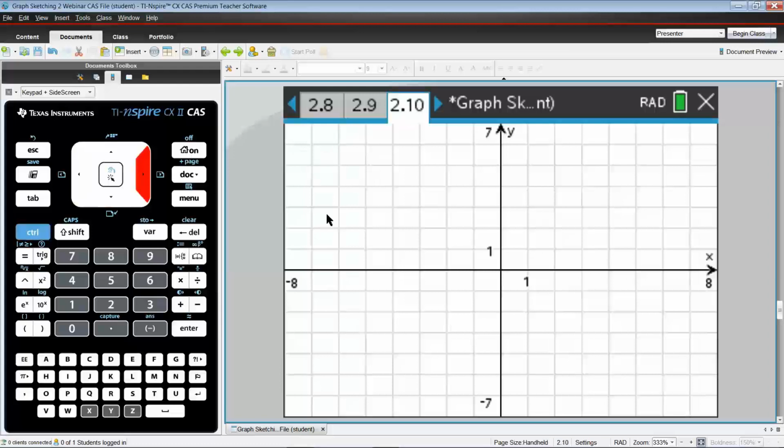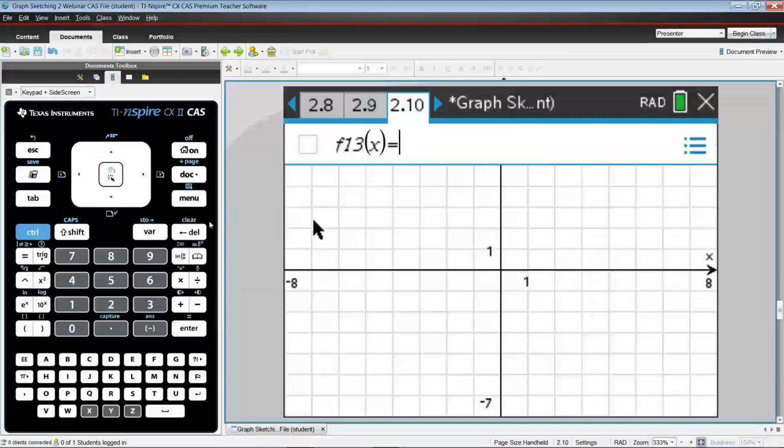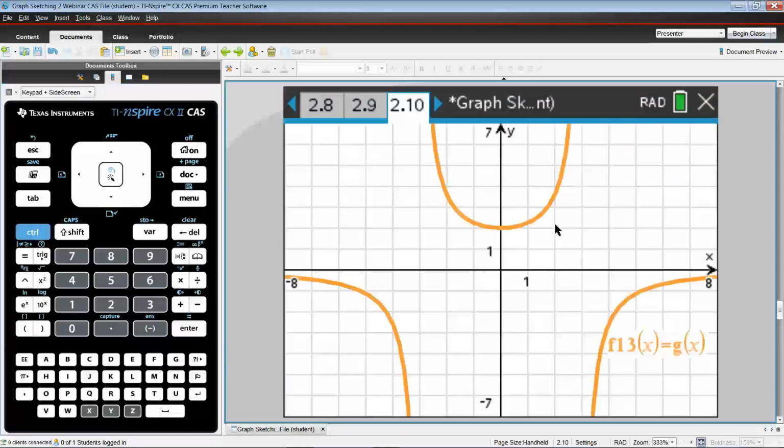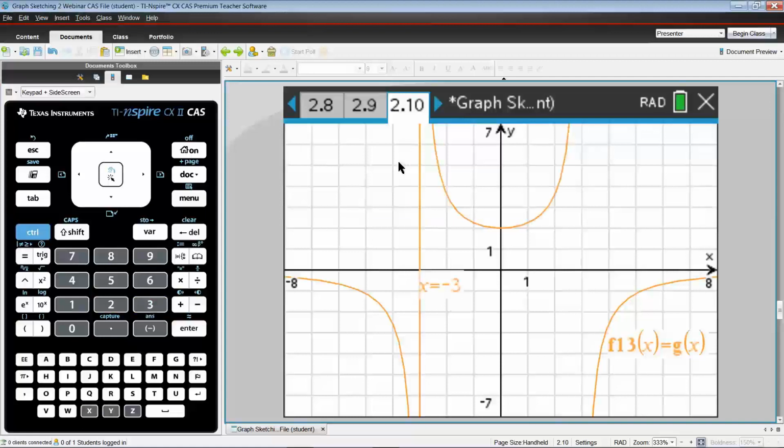Okay, so I'm going to go to menu, graph entry, and function, and simply type in g, open bracket, x, and close bracket. There we go. So here is our g of x function. First thing I'm going to do is draw the asymptotes in. So menu, 3, and then 2 for relation, x equals -3. So that is my first asymptote.